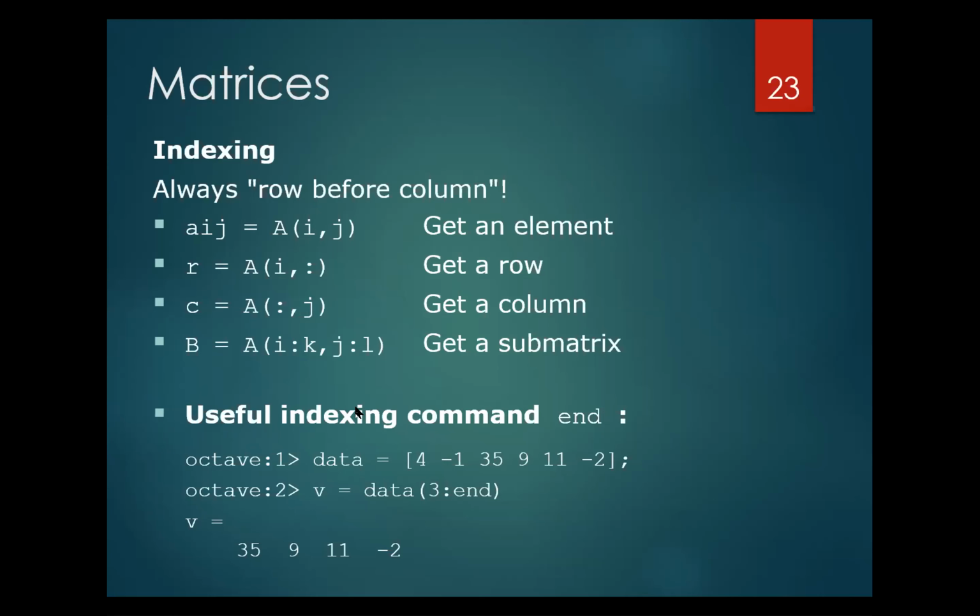Useful indexing command: end. You can also use the command end. And how do we use the end? Assuming you have a matrix called data, which is giving us a row, and then you want to pick something out of it. So 3 colon end means pick from the third element up to the end. So to pick 1, 2, 3, this is the third element to the end. So this is the output of what we have.